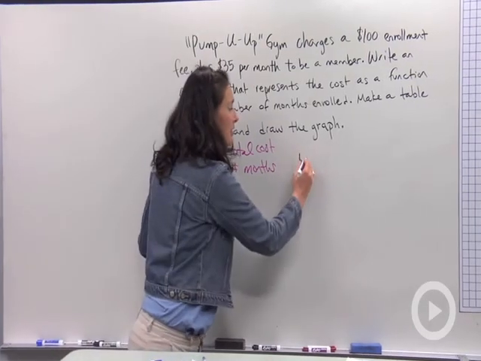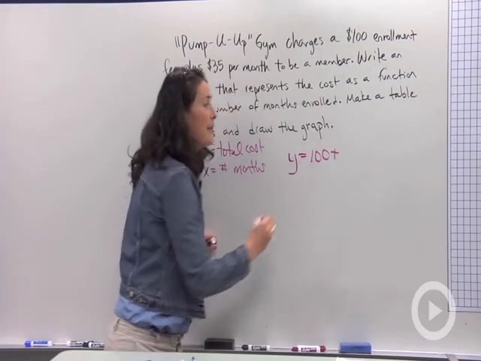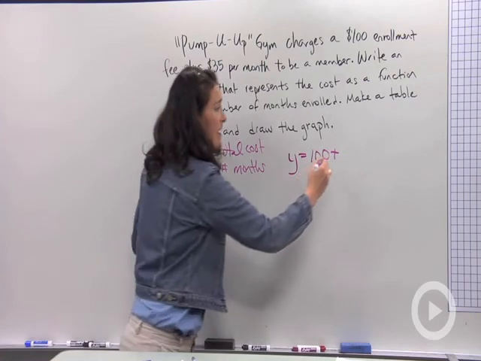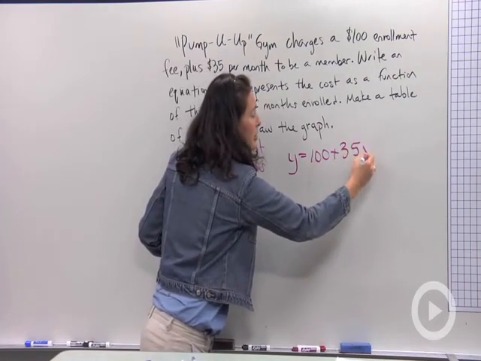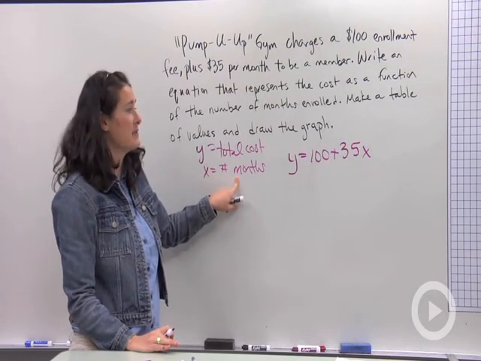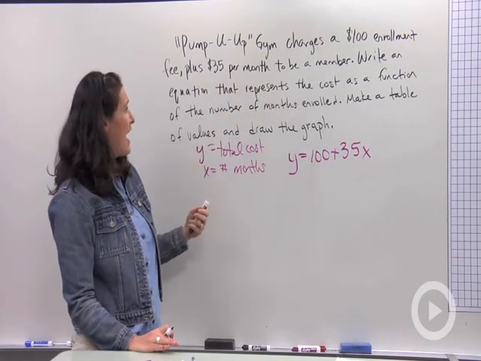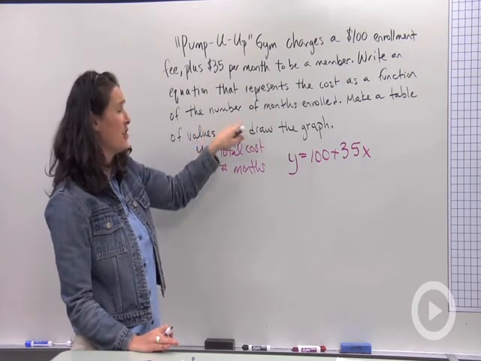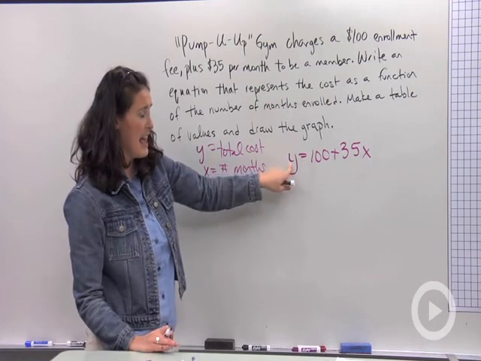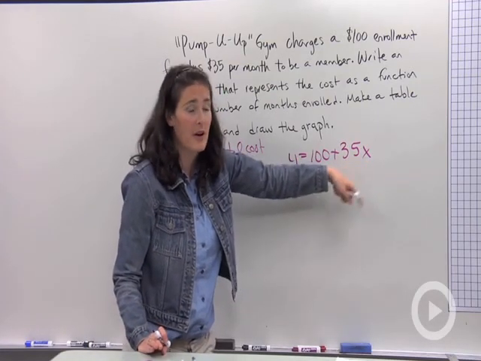To start with, everybody has to pay $100. On top of that, in addition to that, that's why I used a plus sign, you have to pay $35 per month. That's why I'm using the letter x. x, remember, stands for number of months. Okay, write an equation, done. That represents cost as a function of the number of months enrolled. That's good because I have cost and I'm using the number of months enrolled as my independent variable.